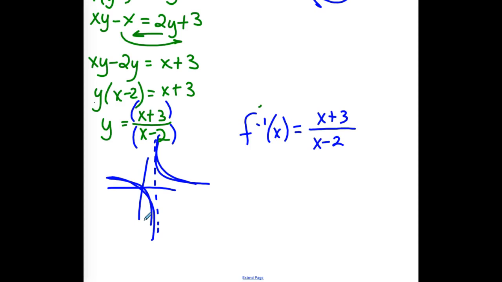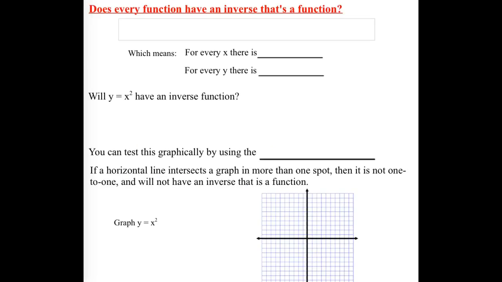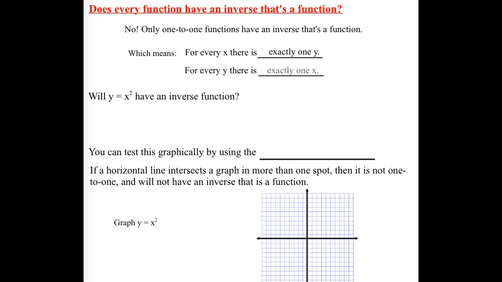Questions on actually calculating the inverse of something? All right. Does every function have an inverse that is a function? I actually answered this question earlier in the notes. What did we say? No. For a function to have an inverse that's also a function, it has to be what's called 1-to-1. And what that means is for every x, there's exactly one y, and for every y, there has to be exactly one x. All right? Every x has to give you a single y. Every y has to be paired with a single x. No duplicates.